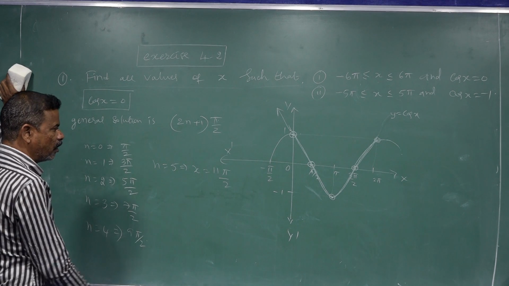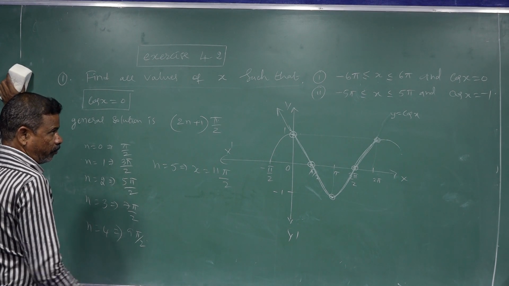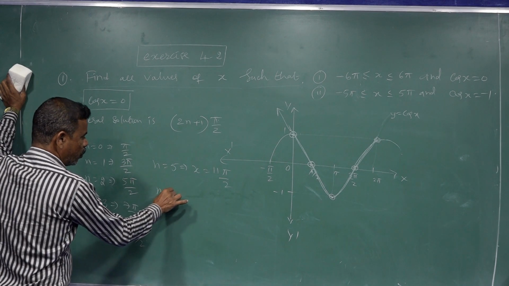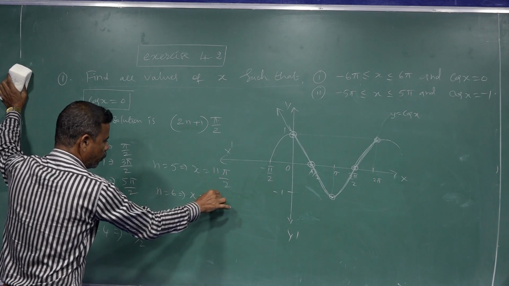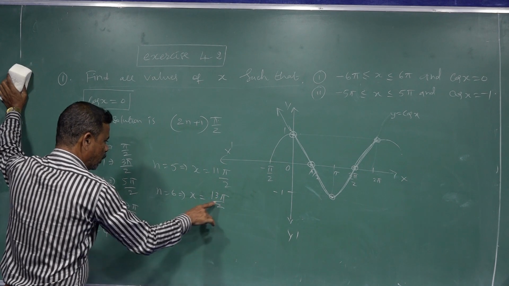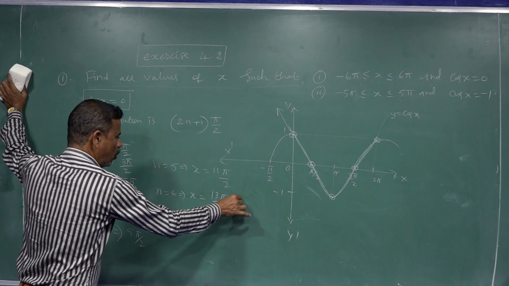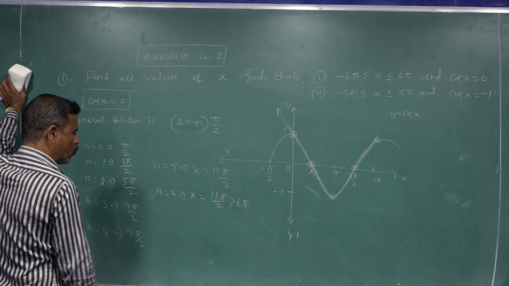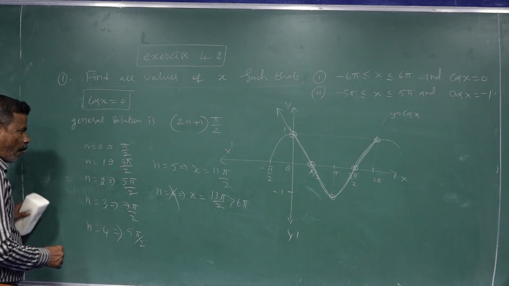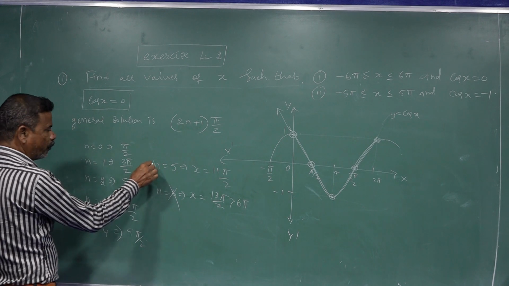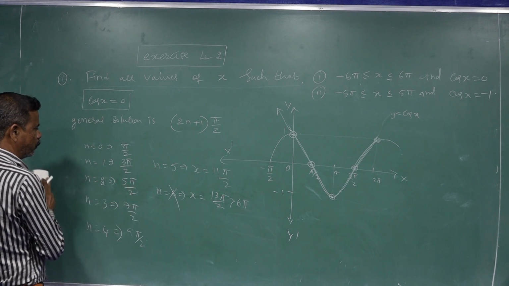So this is the 5.5, but up to 6. n is equal to 6, consider. x is equal to 12 plus 1, 13 π by 2. This is above 6. That's why this value does not exist. So n is equal to up to 5, 0 to 5 first.